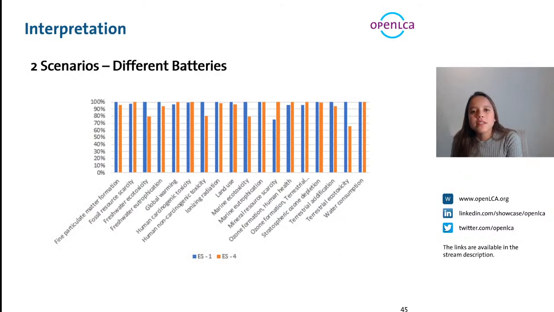And finally, because I also said that we would compare different batteries, this is just to show you that if you change something, like, okay, I won't consider Ecoinvent, I will consider something else, the results will also change. So in this case, I'm comparing the first scenario, the blue one, which is the scenario where I use the battery from Ecoinvent, and the other scenario is the one where the only thing that changes is the battery, which is the battery modeled by me.